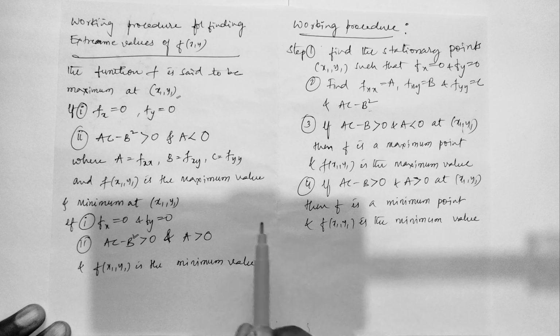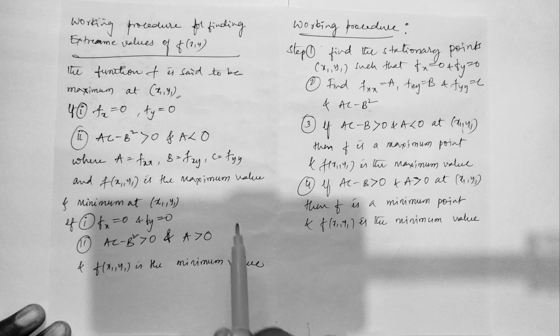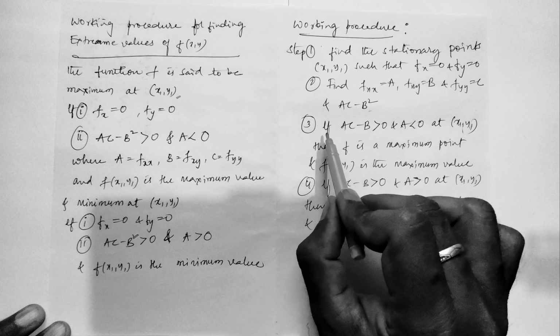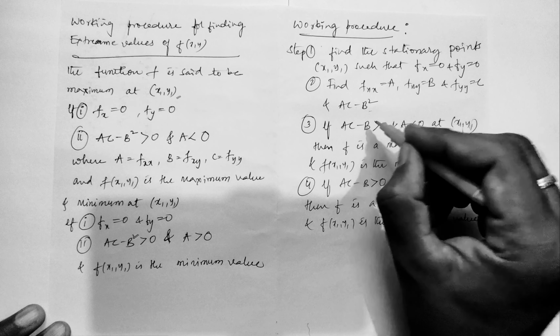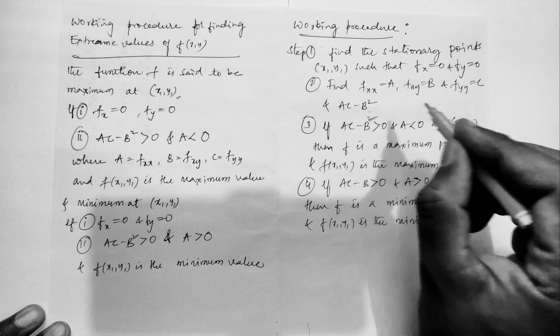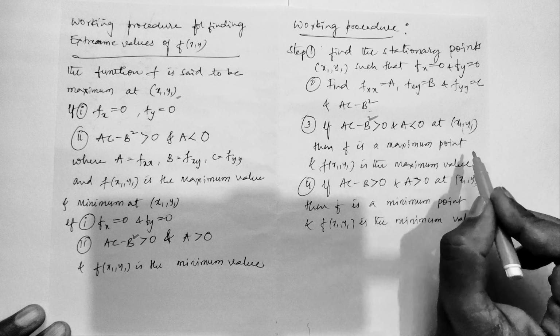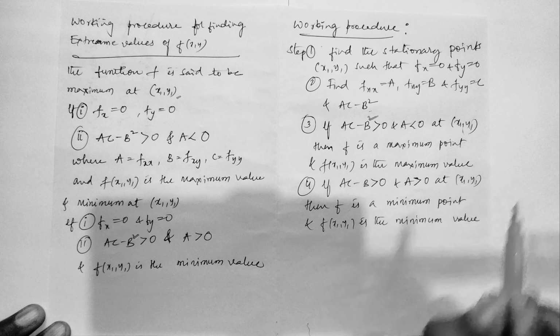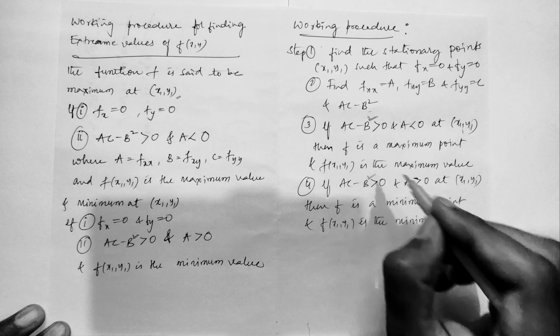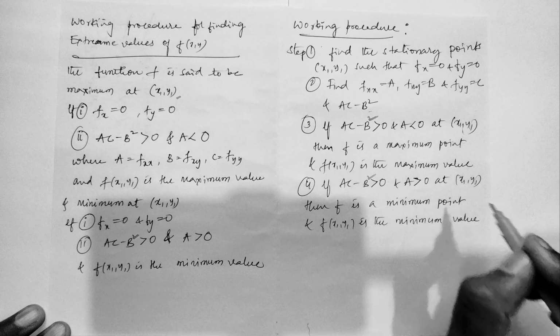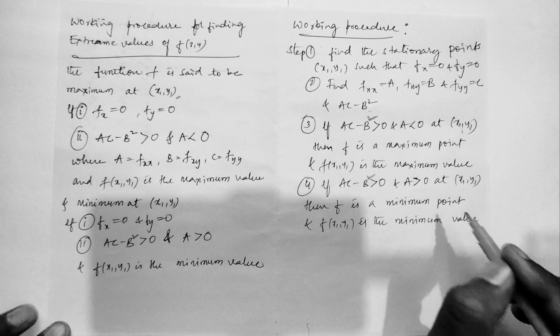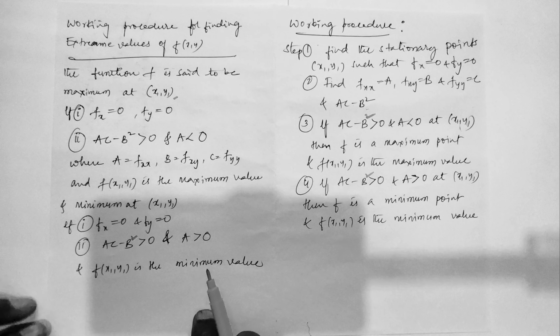There is another one called a saddle point. The point which is neither minimum nor maximum is called a saddle point. So if AC minus B square is greater than 0 and A is less than 0 at x1 y1, then f has a maximum point and a maximum value. Similarly, if AC minus B square is greater than 0 and A is greater than 0 at x1 y1, then f has a minimum point.